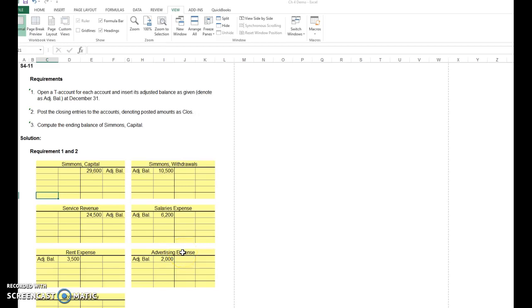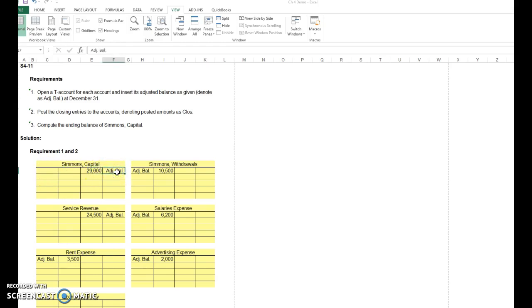So I'd like to go through short exercise number 11 with you. If you turn to page 215, the following balances appear on the books for Sarah Simmons Enterprises. Simmons Capital had 29,600, and so I'm putting the adjusted balance. And here's where you'll put the debit amounts, the credit amounts, and then you'll give a description out here.